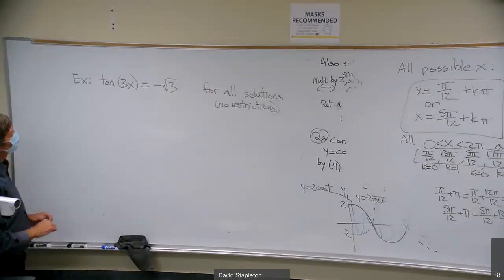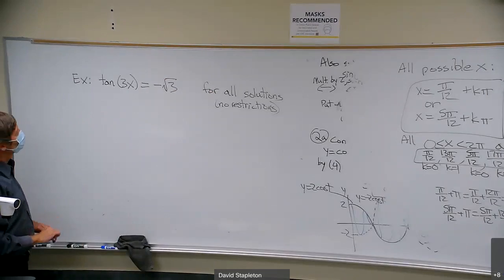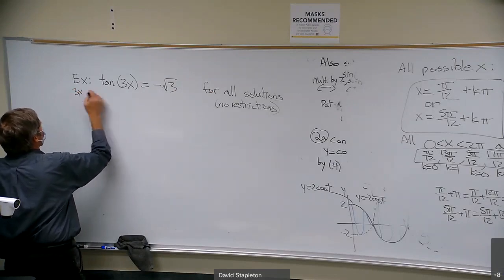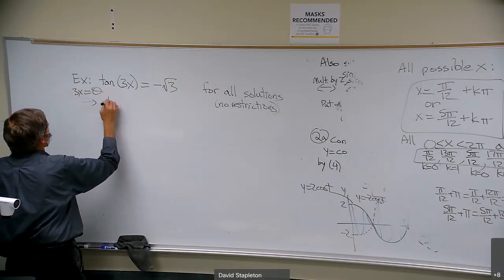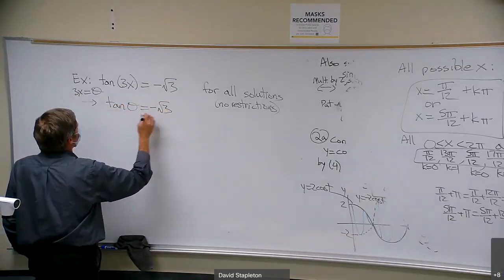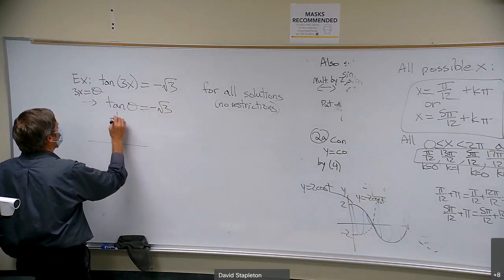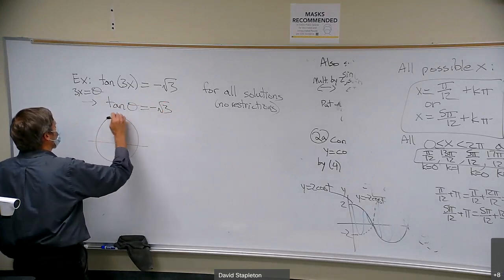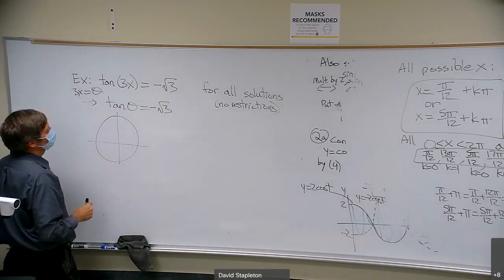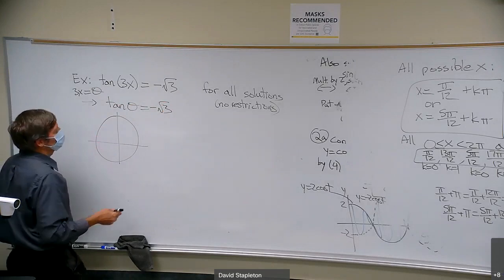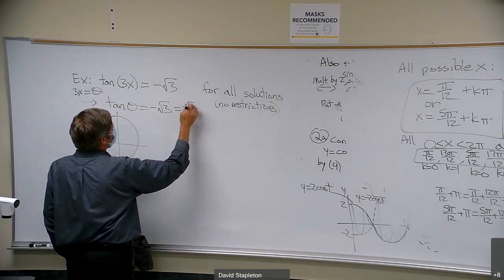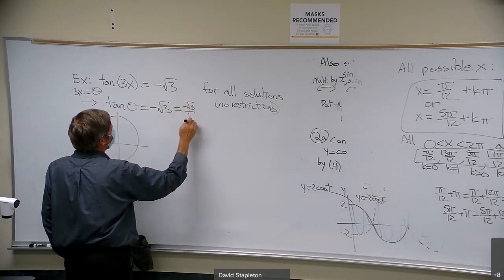How do I solve tangent x equals a number? Once again, I rewrite the argument of tangent, 3x equals theta, to write this as tangent theta equals minus square root 3, and then I can solve it on the unit circle. How do I solve tangent theta equals minus square root 3? Again, you may have done these a little differently depending on the book you pick, but rewrite it as a ratio, minus square root 3 over 1. Right?